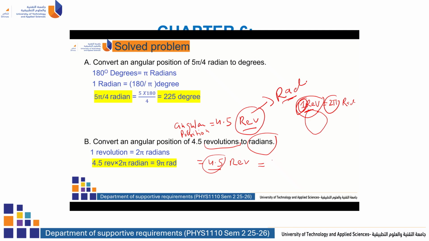We just have to multiply. One revolution is 2 pi, and 4.5 revolutions means you multiply that number. So 4.5 multiplied by 2 pi, and now it will come in radians. We can put the value of pi, or we can leave the answer in pi. 4.5 multiplied by 2 is 9 pi radians. This way we can change.